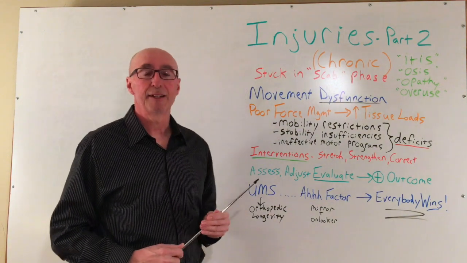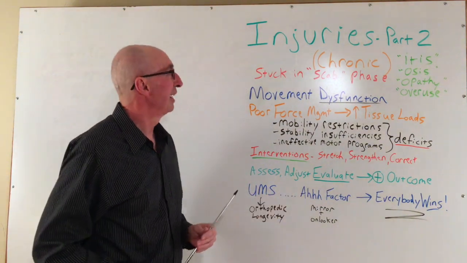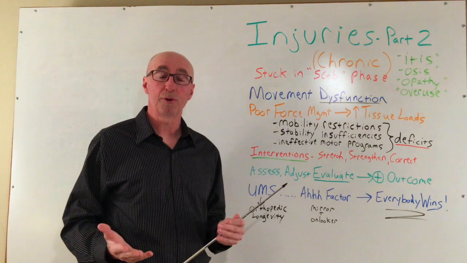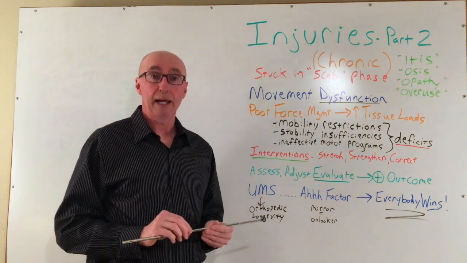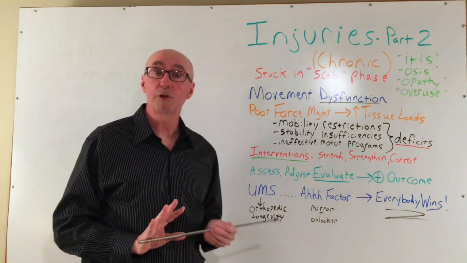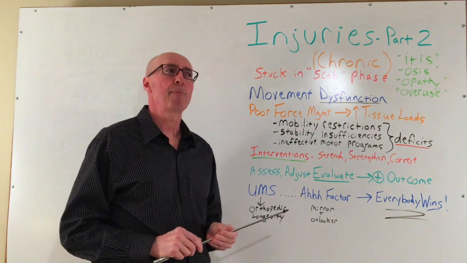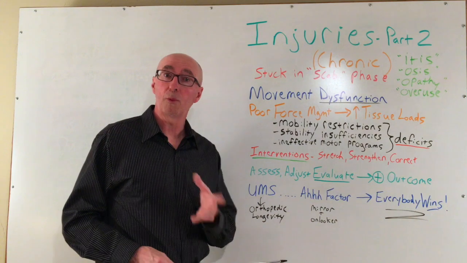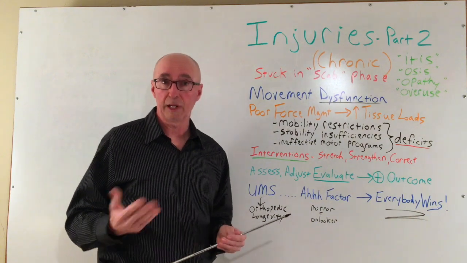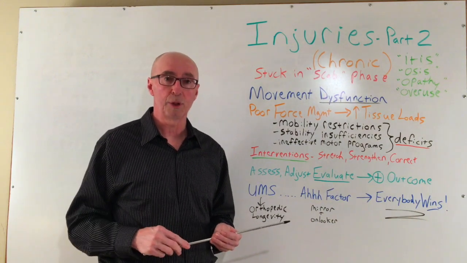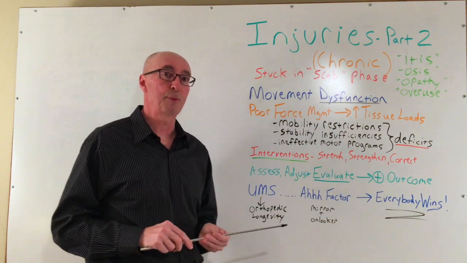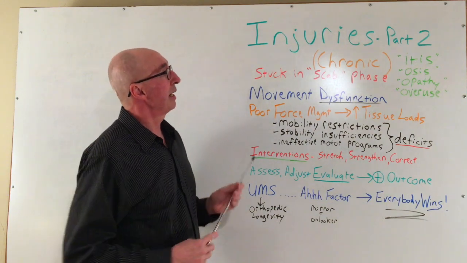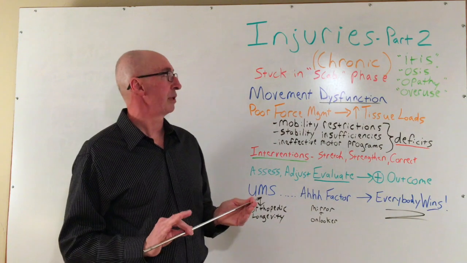Today's topic, here with the whiteboard and the pointer, is injuries, and this is part 2. I recently posted a video entitled Injuries Part 1, and we looked at the mechanism of acute injury and how the body heals, and also how we can manage that. If you'd like to check that out, I'll certainly put a link to that in the description box below. So today we're going to talk about chronic injuries.